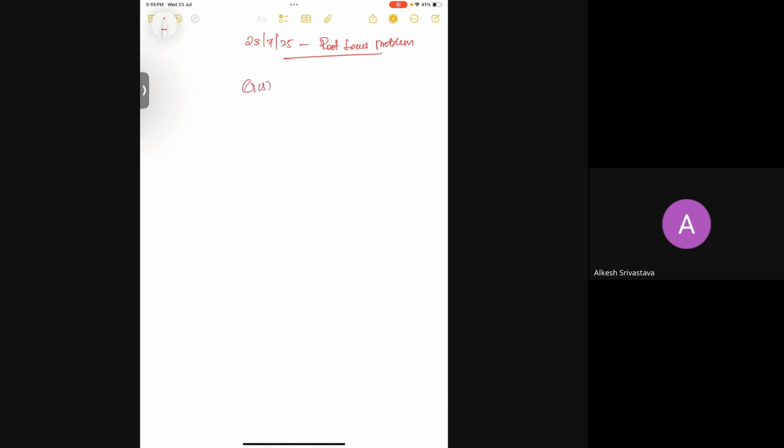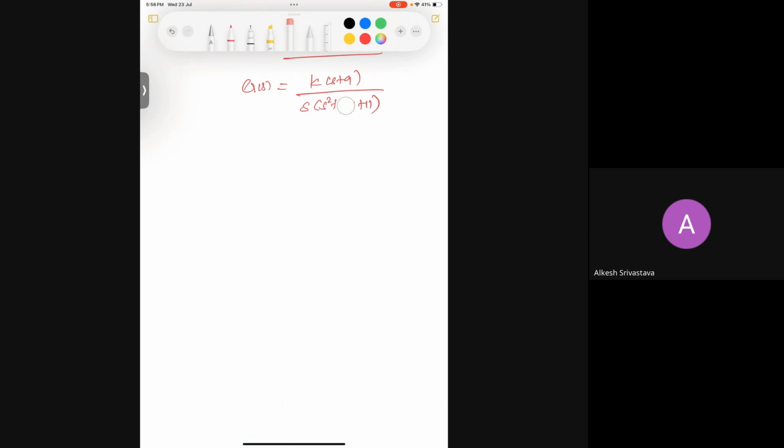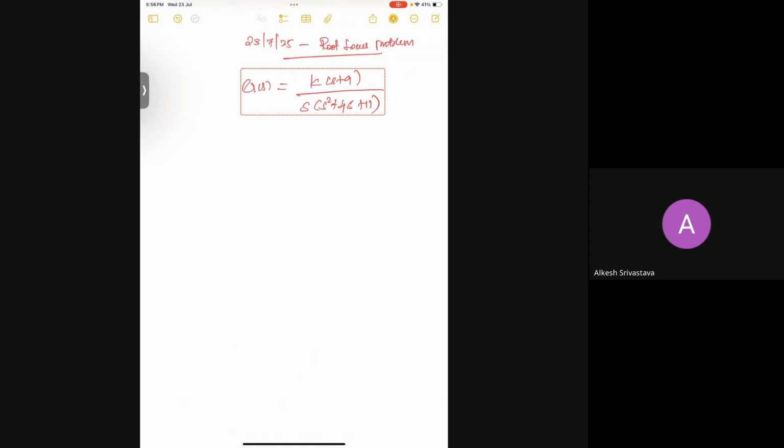So I'll try to quickly solve this. You please try to answer this simultaneously so that we can see how well you are understanding it. Okay, so how many poles and how many zeros are there? Just type in the chat box.